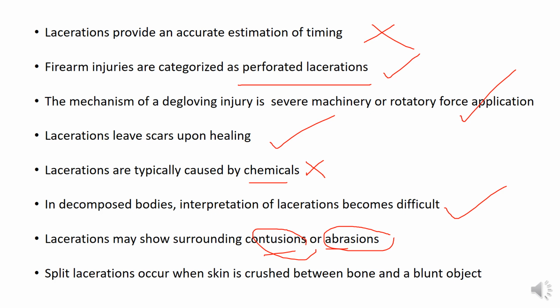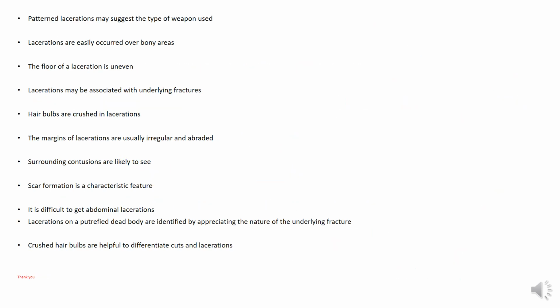Split lacerations occur when skin is crushed between bone and a blunt object. Yes, correct. Pattern lacerations may suggest the type of weapon used. Yes. So what are the pattern lacerations? You get stellate shaped or crescent shaped ones with a hammer blow, and also you can get split or linear lacerations with a rod-like instrument.